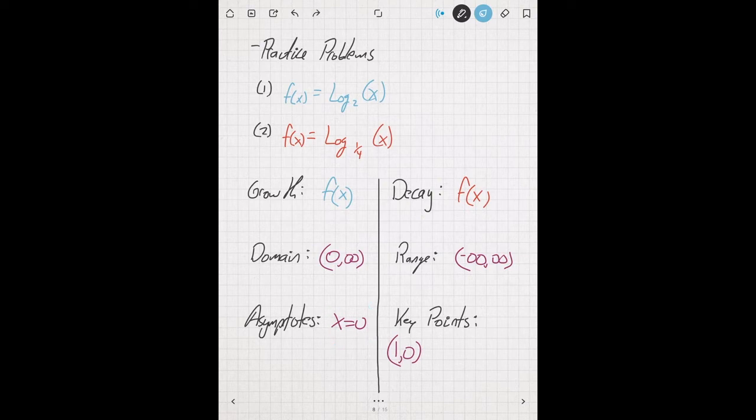And of course, the key point (1, 0). You can test that. Go ahead and plug 1 in. 2 to the 0 power gets you 1. Well, that's true. And 1/4 to the 0 power gets you 1. Hey, that's true as well. So that's why this key point of (1, 0) is common for both of them. Now, hopefully you're also able to find the unique key points for each one.